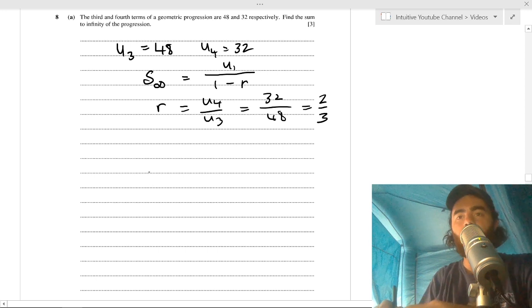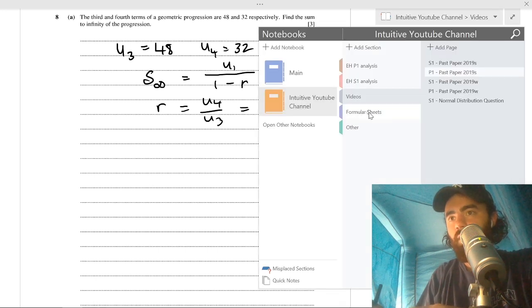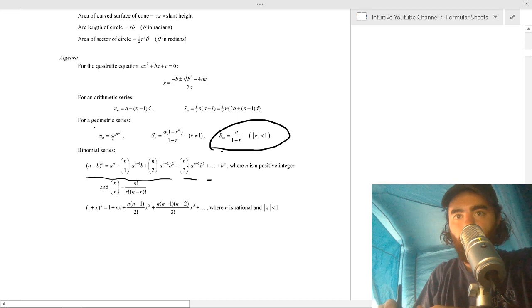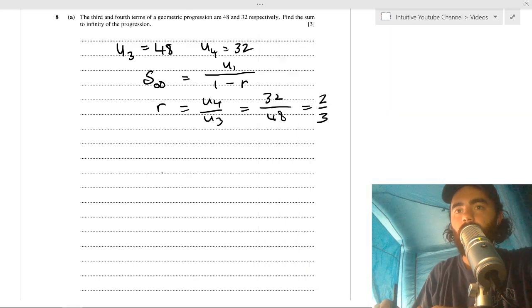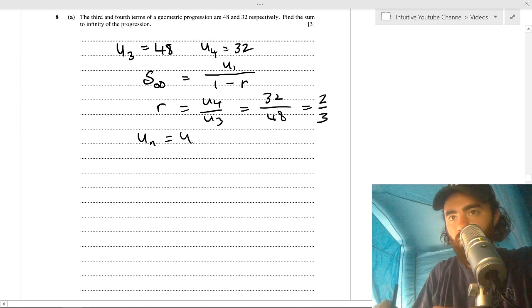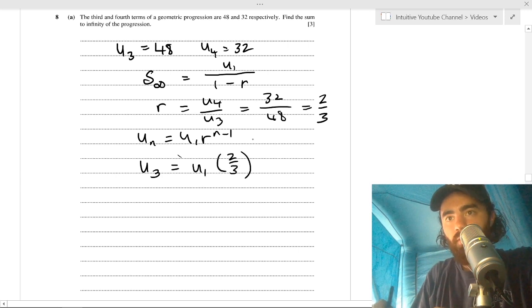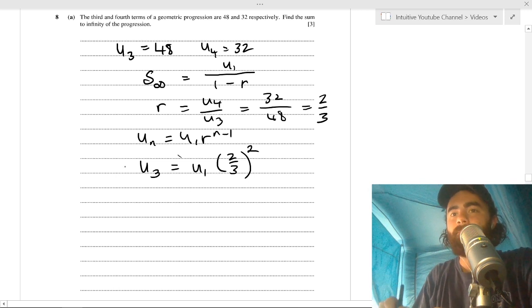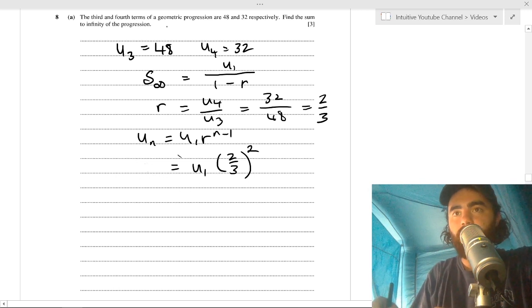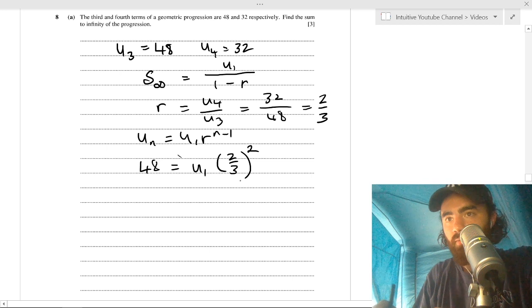Our u1 can be found by, we have this other equation, un equals a r^(n-1). Remember our a, so un equals u1 r^(n-1). So if we want our u1, we have r, and we can put another one in. So we can say u3 equals u1 of 2 over 3 to the power of 3 minus 1, which is 2. Remember our u3 here is 48. So then we can find our u1.